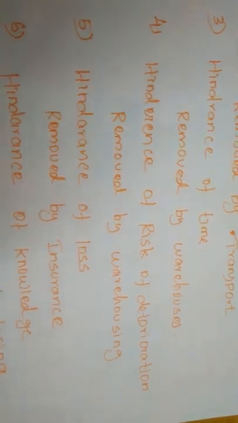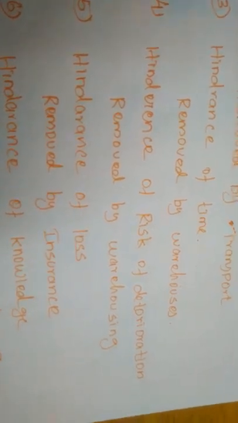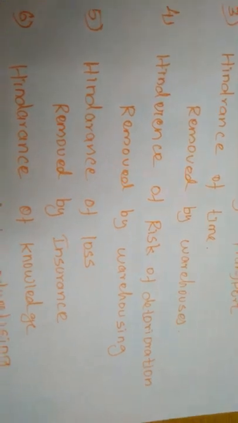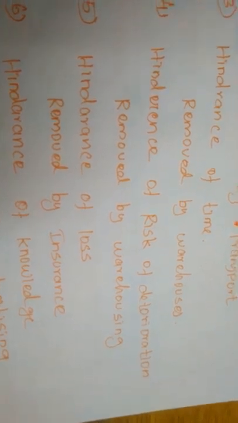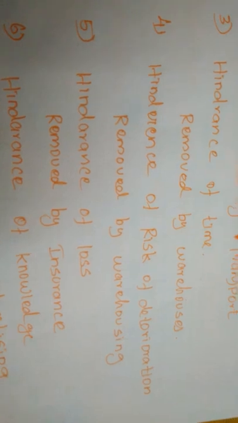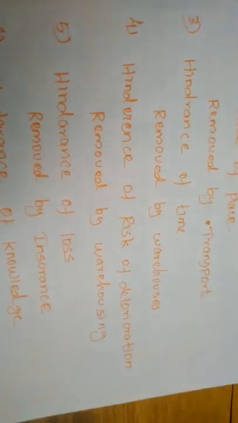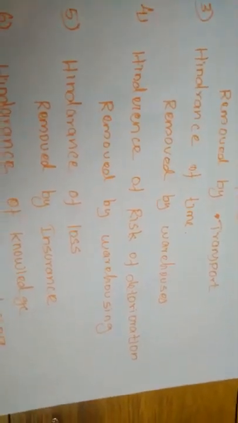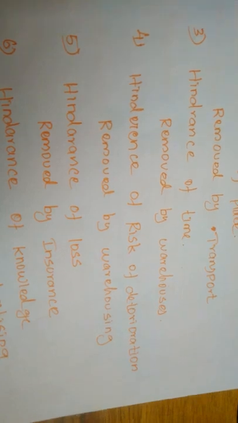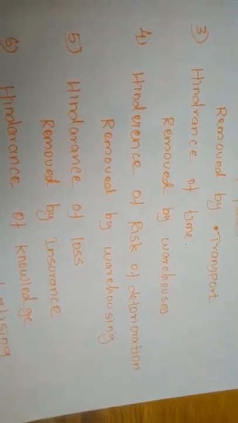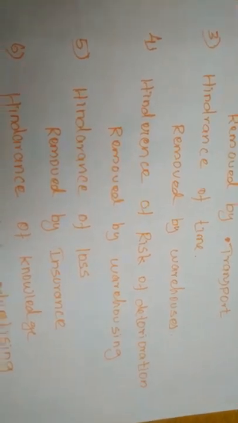Some thieves may also damage the product, and there are so many other risks. So how can we resolve this risk of deterioration? When we use warehousing, we will remove it. The hindrance of risk of deterioration will be removed by warehousing. The hindrance of risk of deterioration means goods are protected against insects, rats and evaporation. Otherwise some products will get damaged in such ways, which is called the hindrance of risk of deterioration. This deterioration will be removed by warehousing.